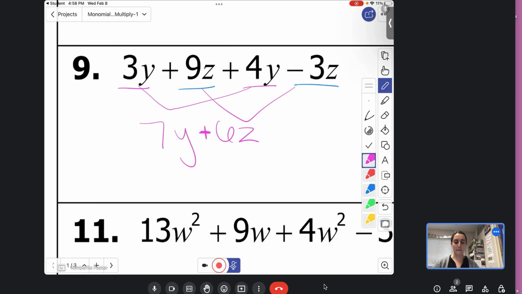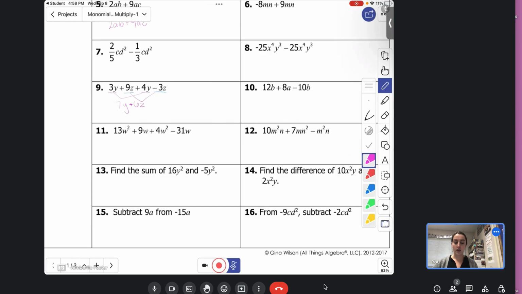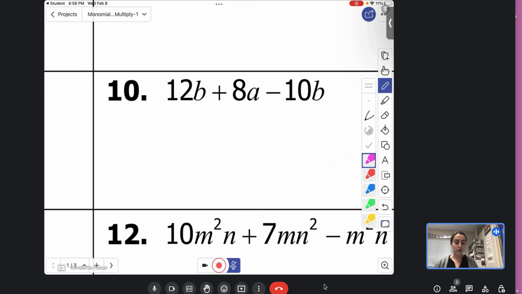Okay, let's keep on looking. Number 10, I can see I have two like terms, and then I have an 8a that's all by itself, nothing to combine it with. If I can't combine it, I just bring it down. I can bring it down first, I can bring it down last. The order doesn't really matter as long as our signs are correct. So that's a positive 8a.